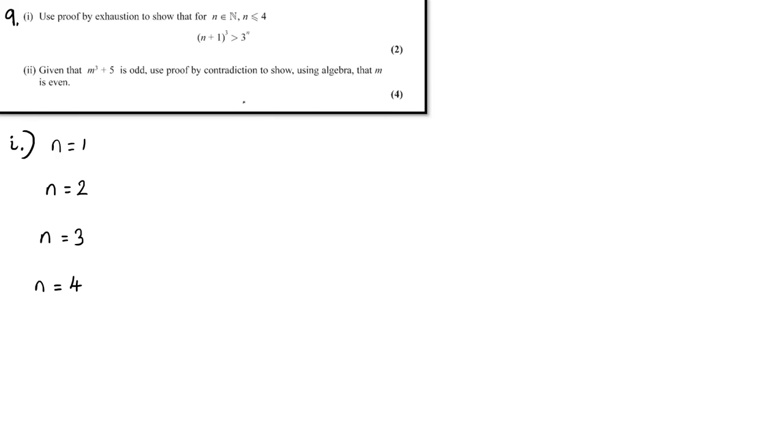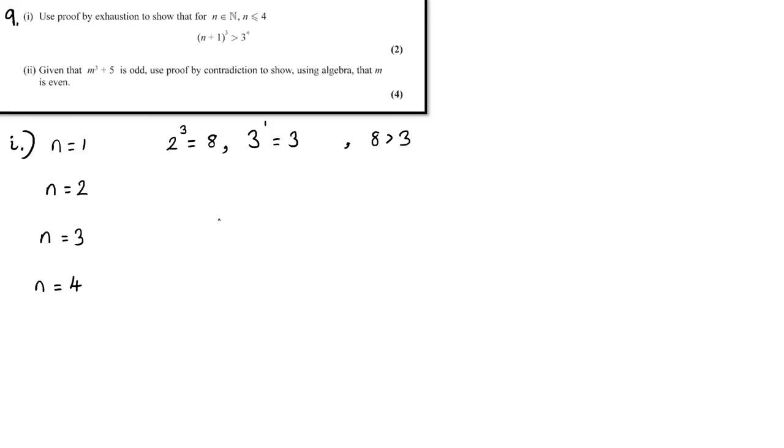So when n equals 1, the left hand side of this inequality is going to be 1 plus 1, which is 2. So I do 2 cubed, which is equal to 8. And on the right hand side of this inequality, I get 3 to the 1, which is equal to 3. So therefore, 8 is greater than 3, which is true. That's what we wanted to show. So we've shown it's true for n equals 1.